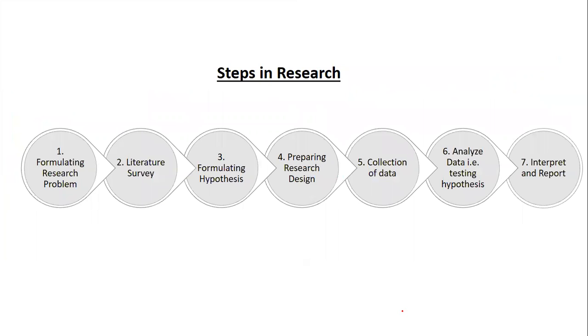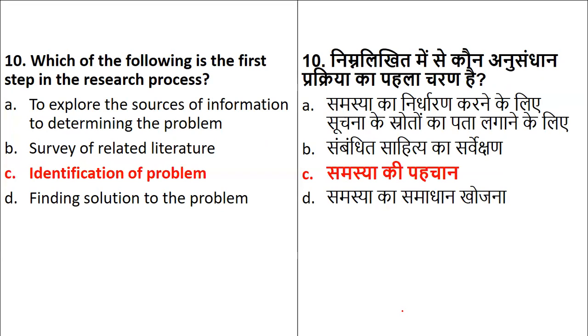These are the steps where we formulate a research problem, do a literature survey, formulate the hypothesis, prepare the research design, collect data, analyze data, and interpret and report. So in that sense, from the given question, it is identifying a problem. Without this, you definitely cannot go ahead, or you cannot do your research.